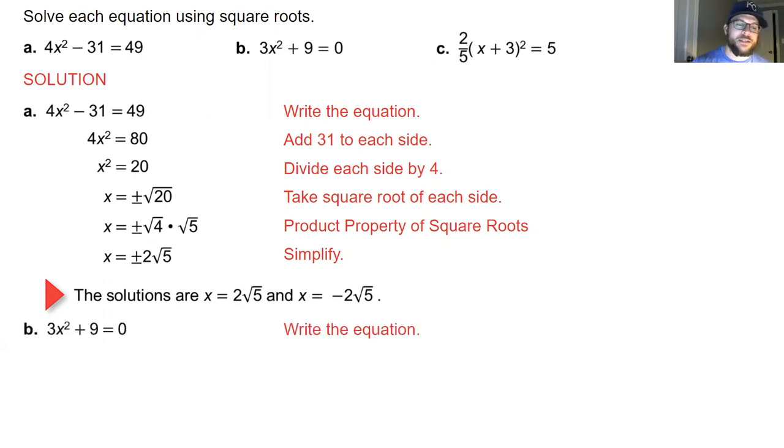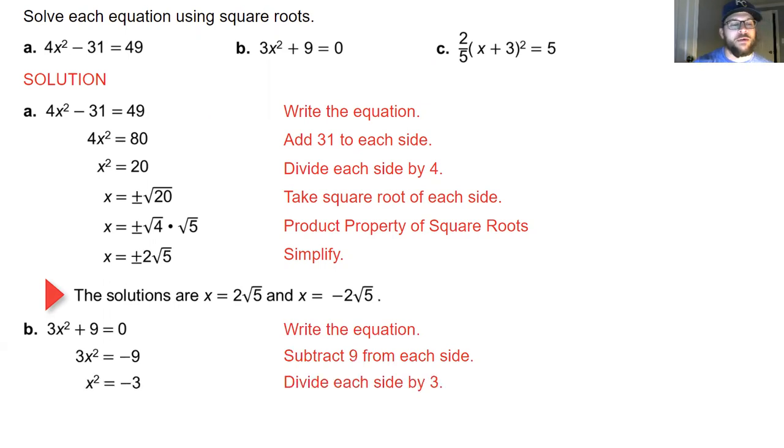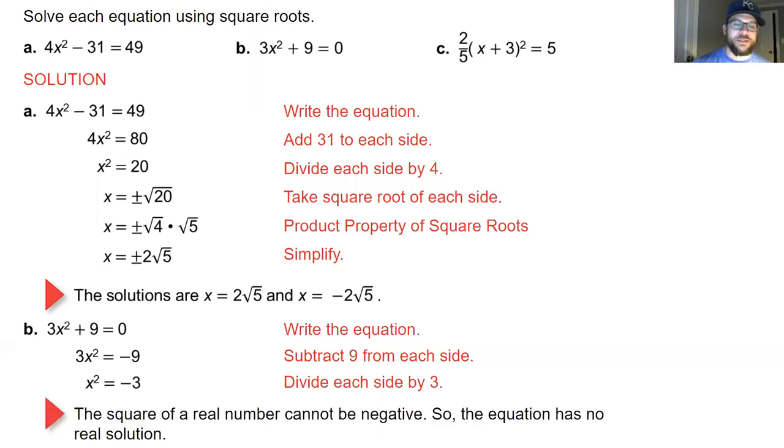Looking at the second one, again, we're going to do reverse PEMDAS. We're going to get rid of this positive 9 out in front by subtracting. We're going to get rid of that 3 out in front by dividing. We have x squared is equal to negative 3. Notice how the last thing we have to do is take the square root of both sides. Well, you cannot take the square root of a negative number, so this equation has no real solution.